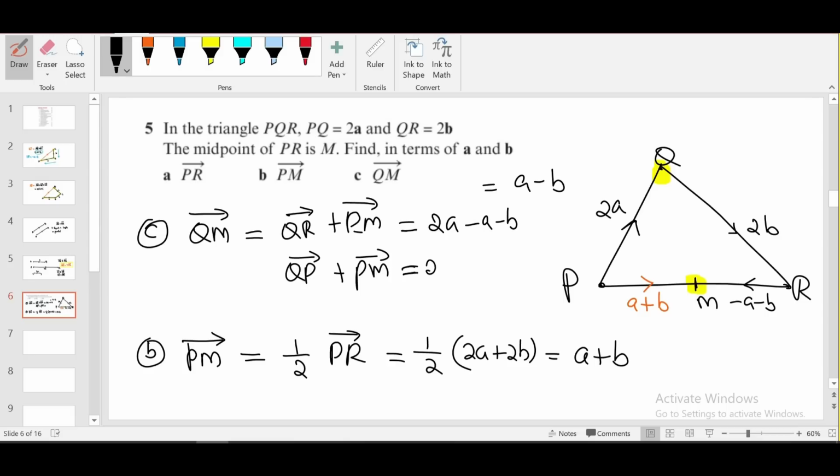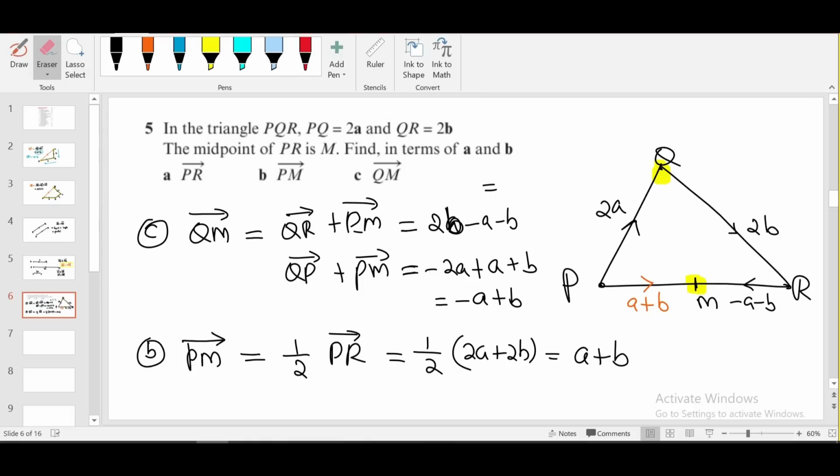Here QP is minus 2a, right? Minus 2a plus a plus b. You are getting minus a plus b. By right, you should get the same answer. Here I made a mistake, QR should be 2b, right? Yes, correct. So you will get minus a plus b. You see, you get the same answer. Understand? But in the exam, you don't need to write both. Just choose whichever you are comfortable with.